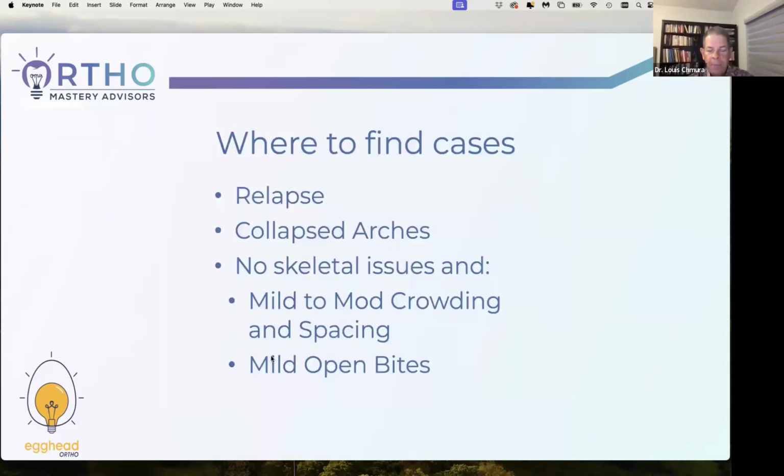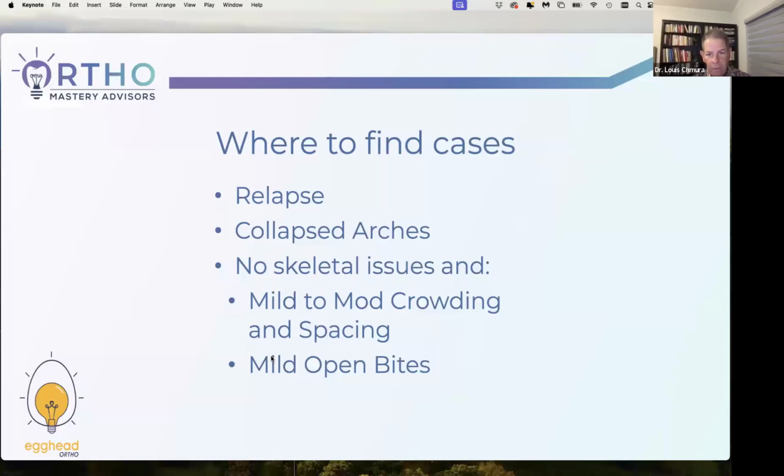So where do you find those cases? Well, relapse cases, as I said, they once were straight. Getting them straight again is going to be relatively easy. And if you're looking for it, collapsed arches are a big, big deal. I mean, it's not the purview of this to talk about sleep apnea and what orthodontists can do, but collapsed arches are a big issue. And I will show you a case on how much we had to do in order to get him significantly better on his sleep apnea.